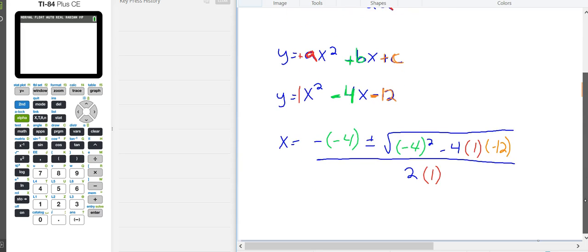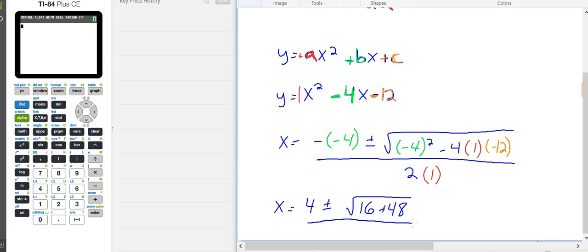Now all we need to do is simplify this equation to solve for x. Let's do that. X is equal to negative times negative 4 is just positive 4, plus or minus the square root of negative 4 squared is 16. Negative 4 times 1 is negative 4. Negative 4 times negative 12 is positive 48. And the whole thing is over 2 times 1, which is just 2.